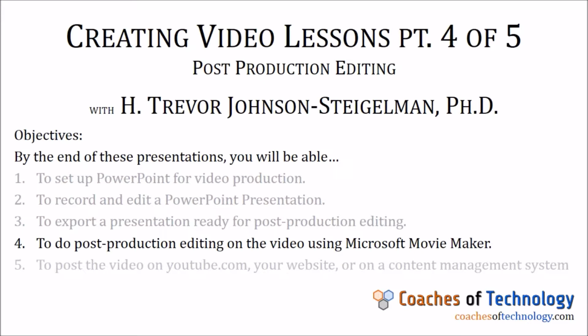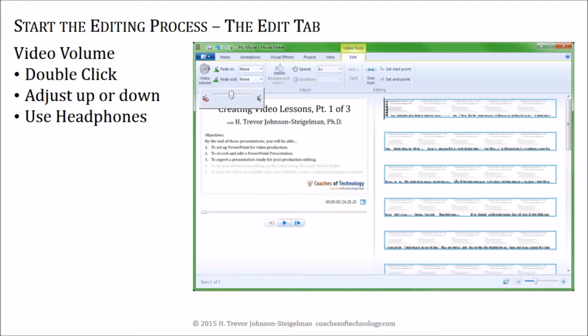about post-production editing. Okay, so let's start the actual editing process. First, you're going to bring your video in. You're going to double click on the video volume. This little slider will show up, and you can adjust it back and forth depending on how loud your voice is. You want to kind of keep this mid-range.